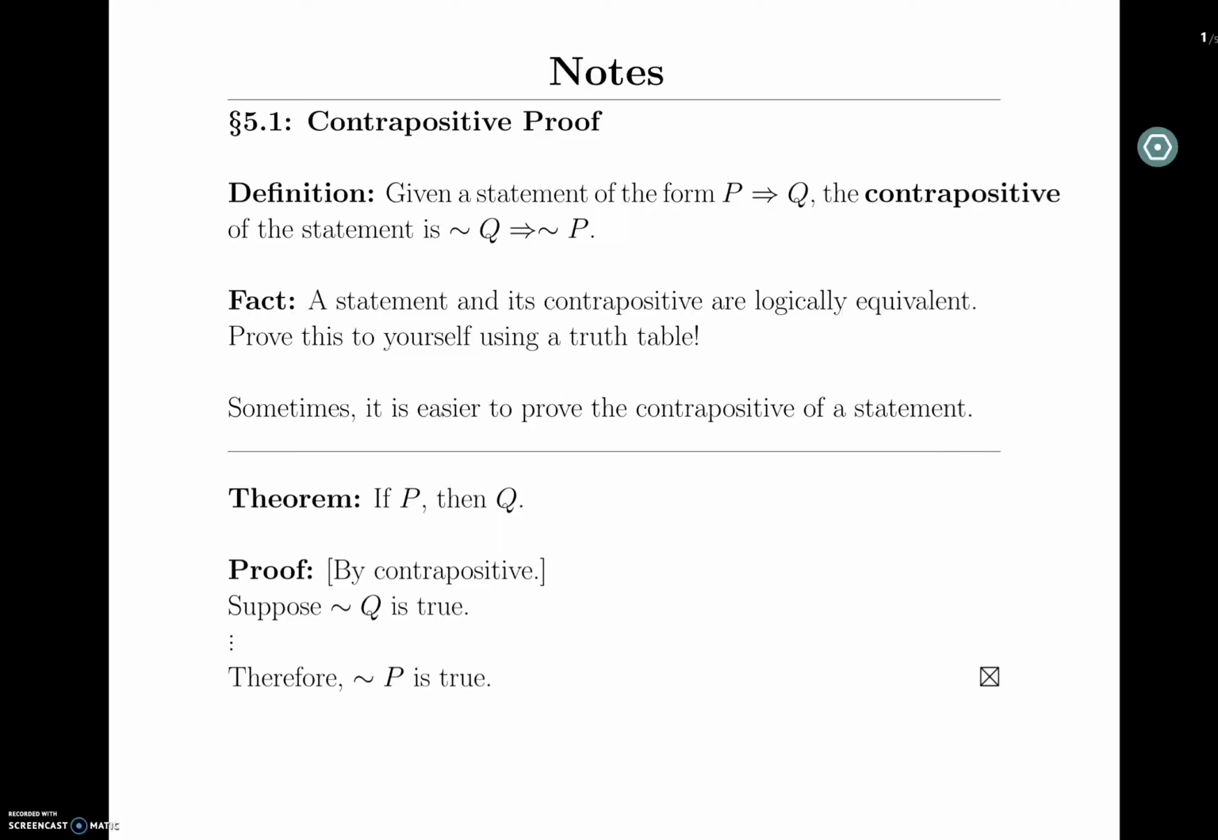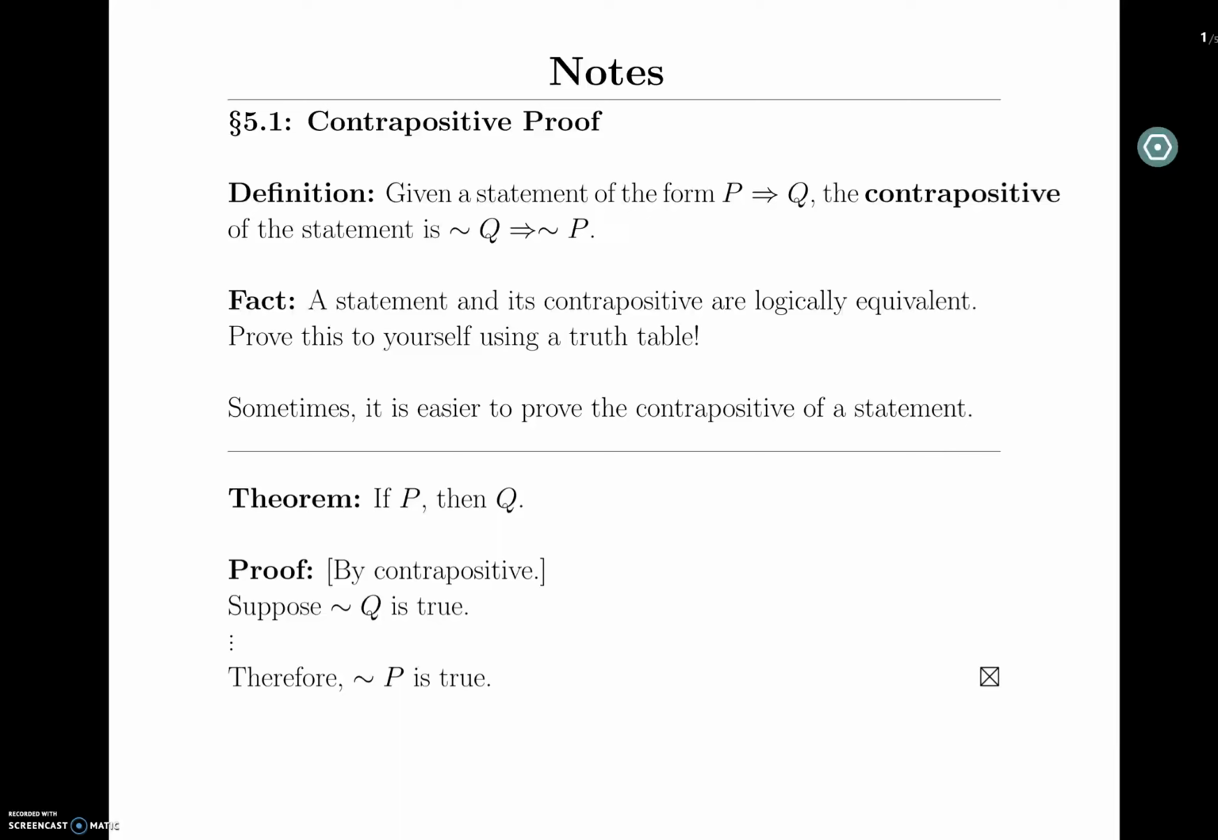Welcome. In this mini lecture, we're going to cover the first key idea from Chapter 5, contrapositive proof. So, if we're given a statement of the form P implies Q, the contrapositive of the statement is not Q implies not P. It's a fact that a statement and its contrapositive are logically equivalent.